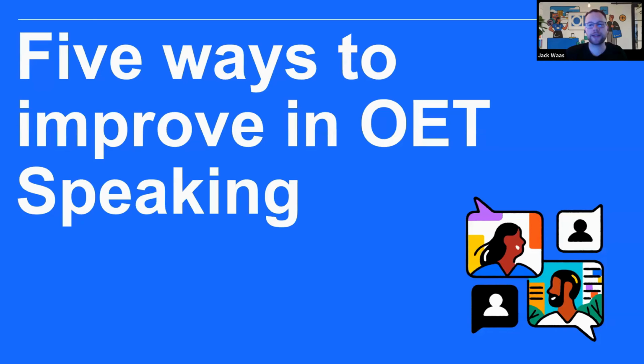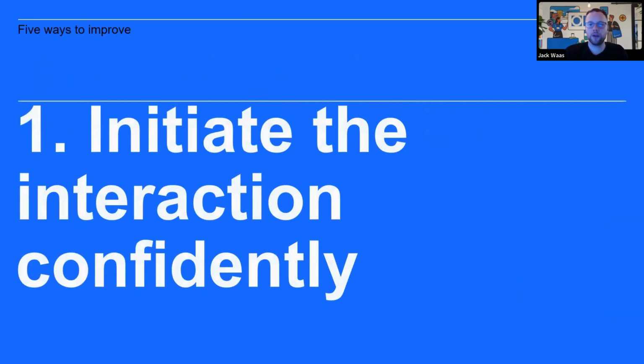All right, so in this next section, we're going to focus on 5 ways that you can improve in the OET speaking subtest. The first is to initiate the interaction confidently. This is all about getting the role play off to a good start, as first impressions really matter.